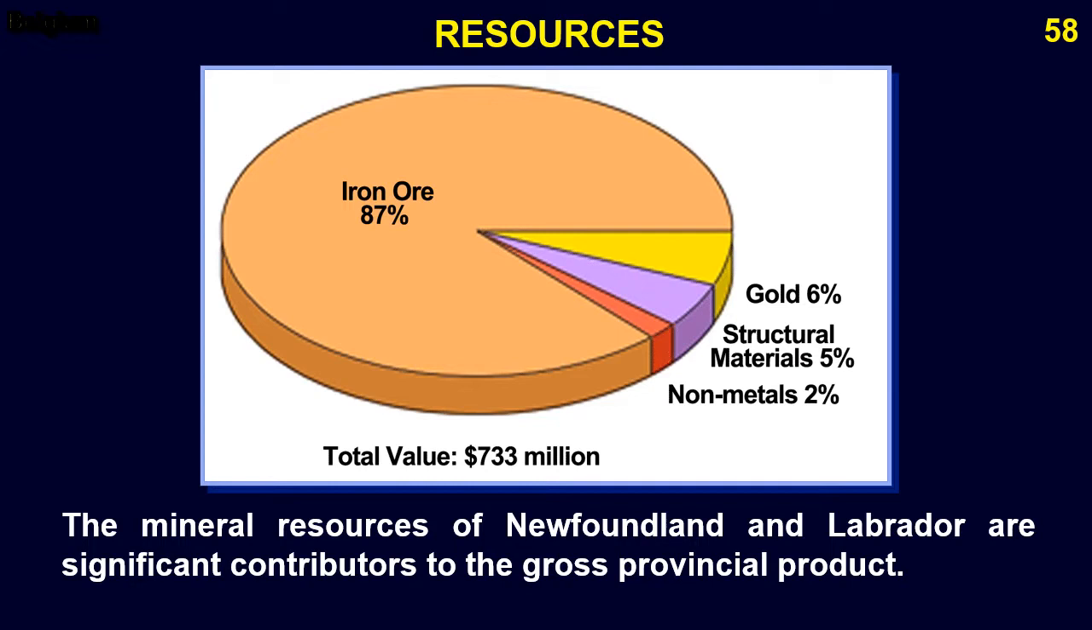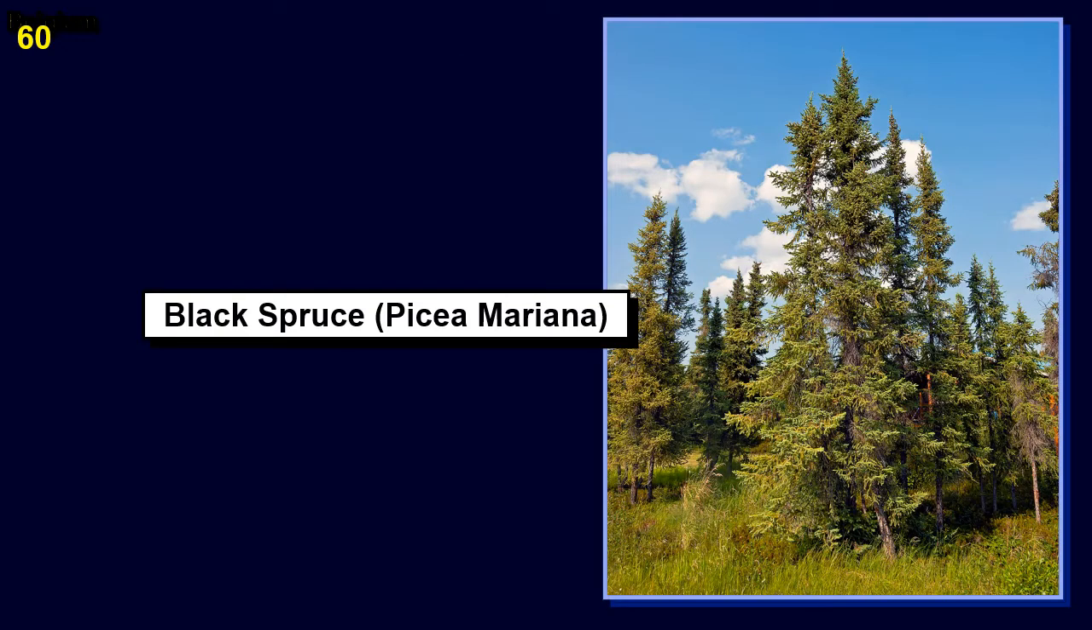The mineral resources of Newfoundland and Labrador are significant contributors to the gross provincial product. The growth of mineral production has primarily arisen from the development of Labrador's immense iron ore reserves and, more recently, significant offshore deposits of petroleum and natural gas. Other minerals, such as copper, lead, zinc, gold, asbestos, and gypsum, are also important. World demand for newsprint and other paper products has encouraged the rapid exploitation of the forests of black spruce.